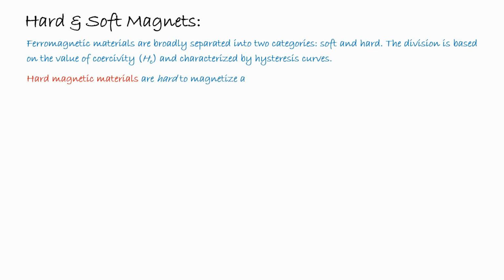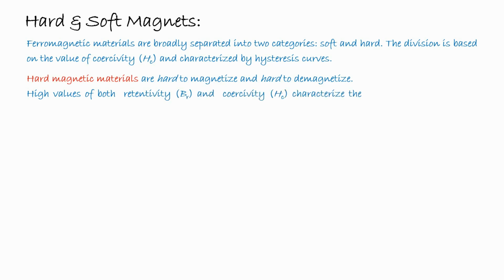The hard magnetic materials are hard to magnetize and hard to demagnetize. That means this type of material is very difficult to magnetize, but once they are magnetized, it is also very difficult to demagnetize this type of material. High values of both retentivity and coercivity characterize this material and make them excellent permanent magnets. That means this type of material is basically used to create permanent magnets because they have very high retentivity as well as coercivity.